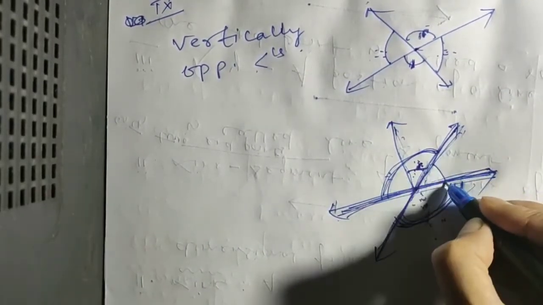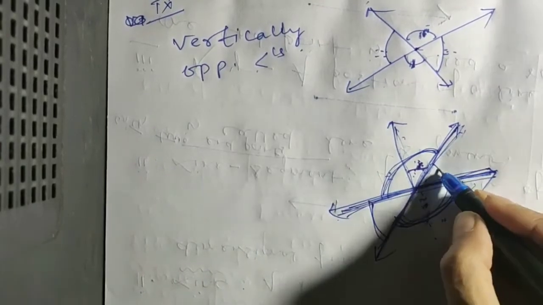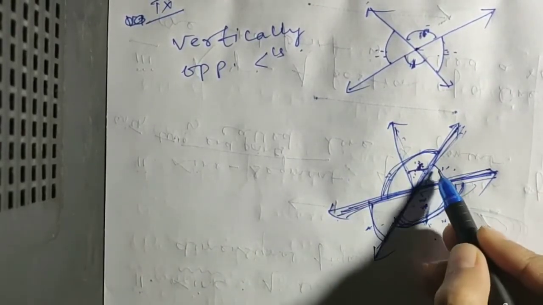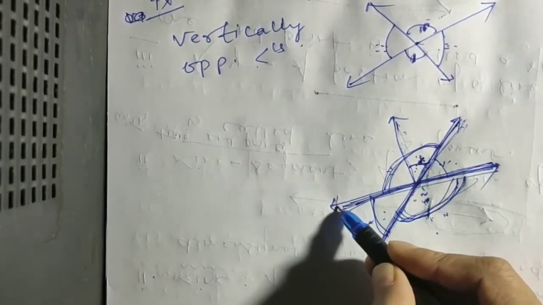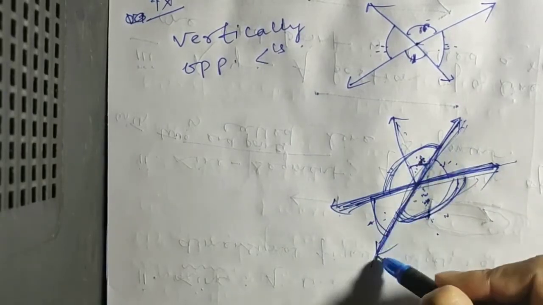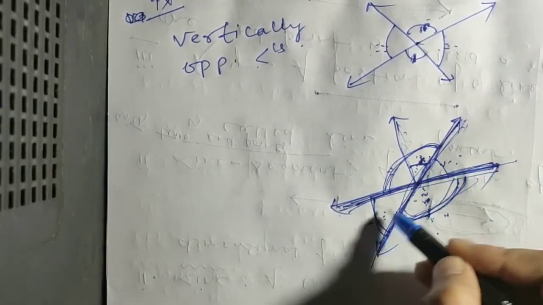But whereas this angle and this angle, you see, these two angles. So you have to see these two angles. See, this angle is formed with the intersection of this line and this line, and this angle is also formed with the intersection of this line and this line. With the same two lines, these two angles are formed.